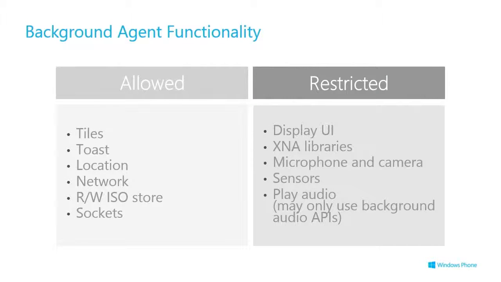So what kind of things can we do here? Well, we've talked about updating tiles. There's also toast, the shoot across the top there. We talked about the location, and we're going to go a lot more into that later on. Networking, calling your web services, things like that. Reading and writing files to the ISO storage. Sockets, just another form of networking. And then, of course, you're restricted from this whole display UI. You're not running a foreground app, really.